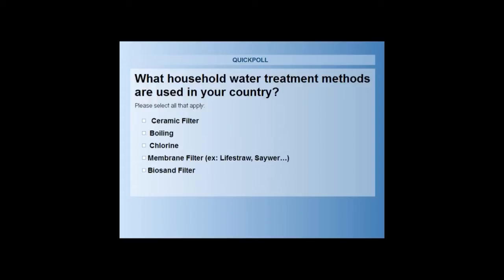I'm going to open a poll. It should be out there on your window. What household water treatment methods are used in your country or your communities? Please take time to think about it and fill it out.